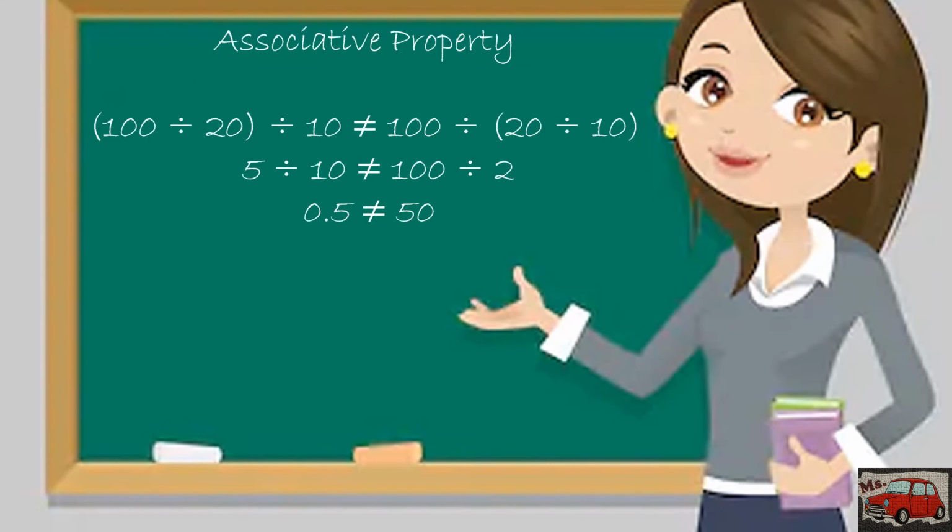Okay, mapapansin nyo na kapag dinivide ko yung 100 divided by 20 at dinivide ko siya sa 10, iba yung magiging sagot pag inuna kong i-divide yung 20 at saka 10, saka ko i-divide yung 100 dun sa sagot na yan. So, sinasabi lang dito na magkaiba yung sagot kapag iniba ko yung order o yung pagdi-divide ng number. Kasi yung isa, 0.5 ang lumabas, yung isa, 50. Kaya walang associative property si division, unlike si addition at saka si multiplication.